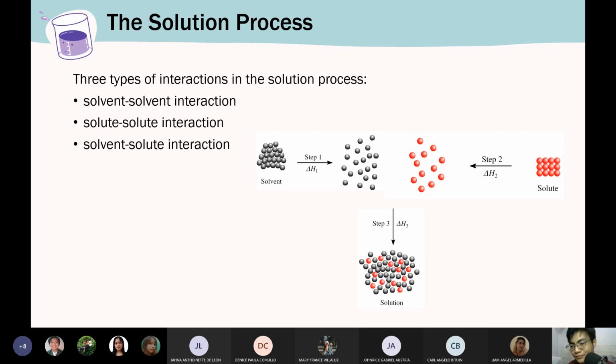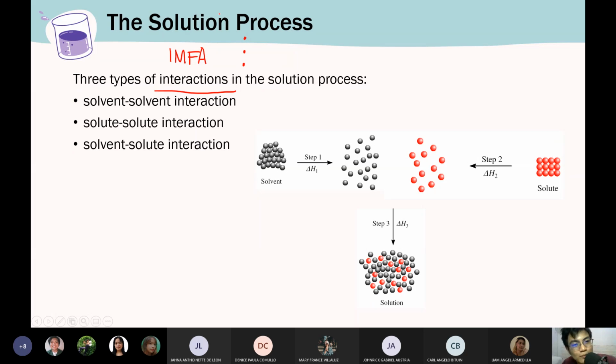Diba? So, what do you think is the primary reason on why solutions fail to be produced? And bakit minsan successful naman yung making of solution? Okay? So the main answer to that is the interactions. More specifically, your intermolecular forces of attraction. Naalala nyo pa ba ang intermolecular forces of attraction? Okay? Could anyone give me the 3 types of intermolecular forces of attraction?